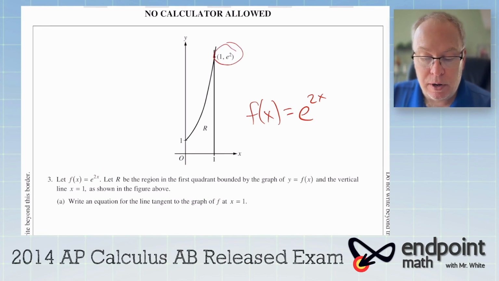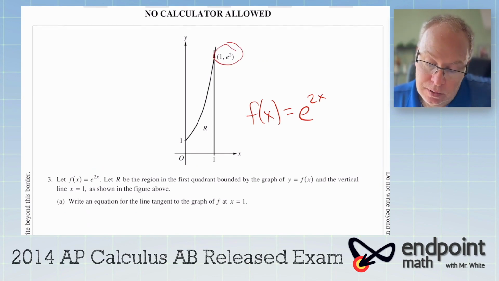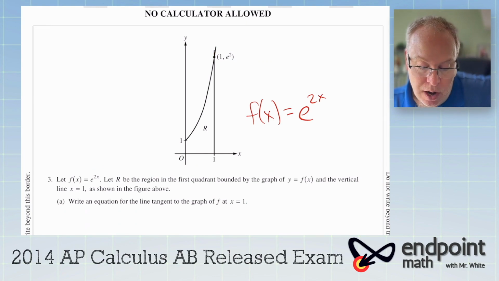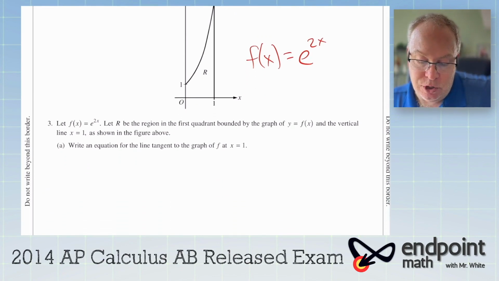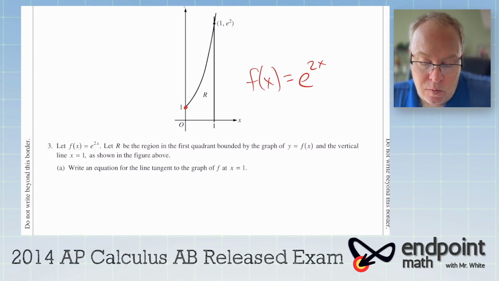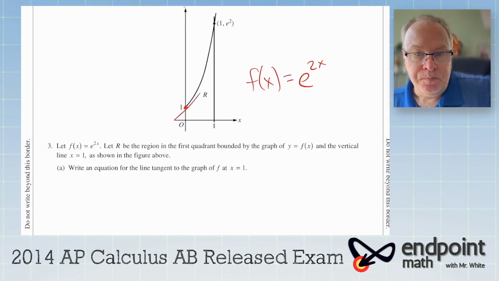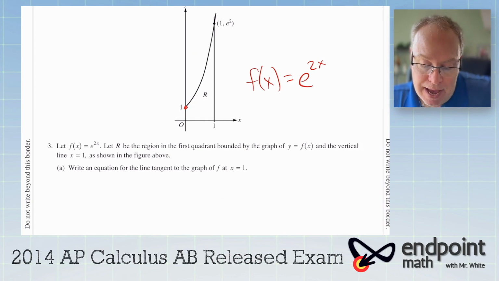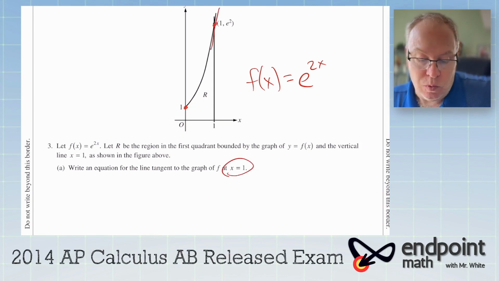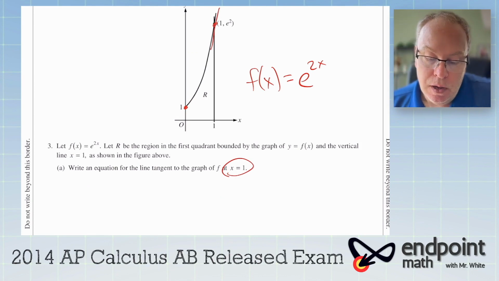Notice they gave you this point up here. When 1 goes in, e squared comes out on that function, of course. Write an equation for the line tangent to the graph of f at x equals 1. So looking for this right here. I'm sorry, at x equals 1, not y equals 1. All right, so we have a point, and that's (1, e squared).